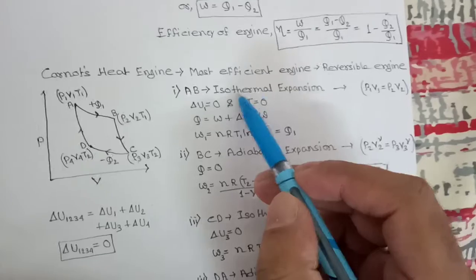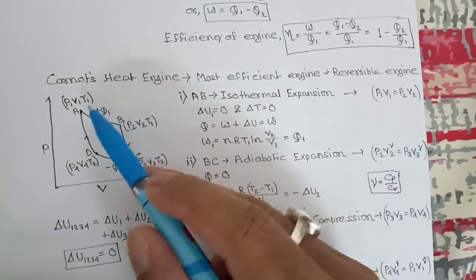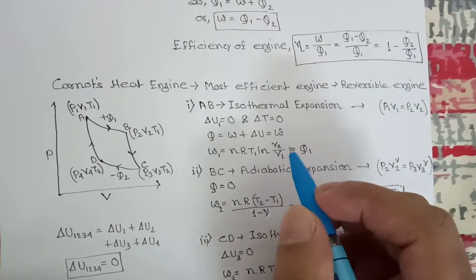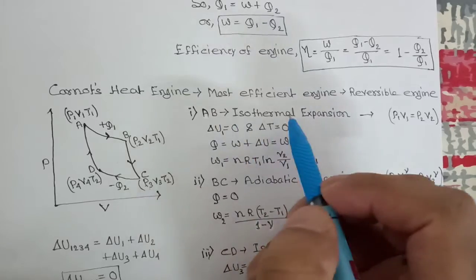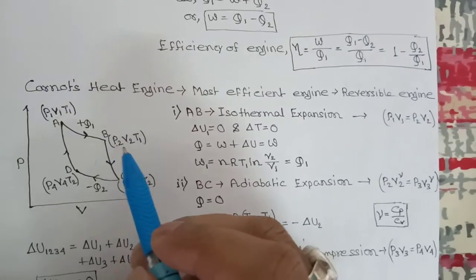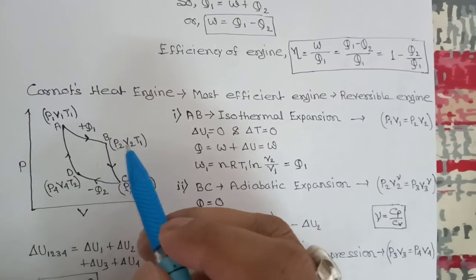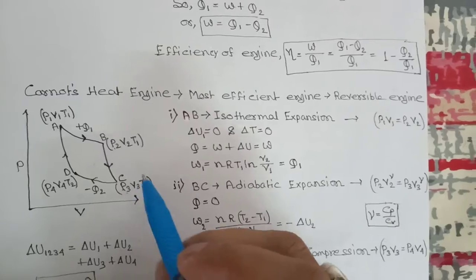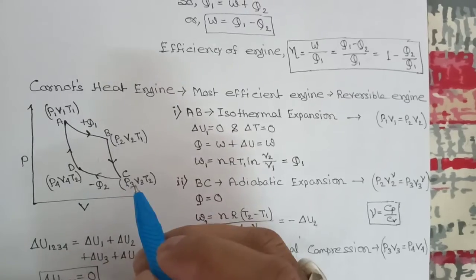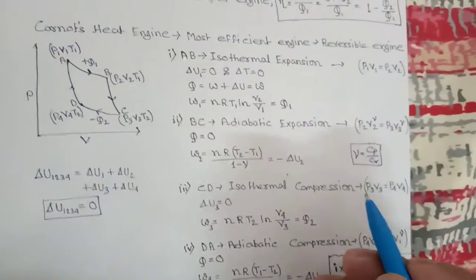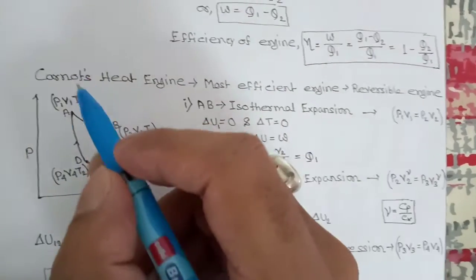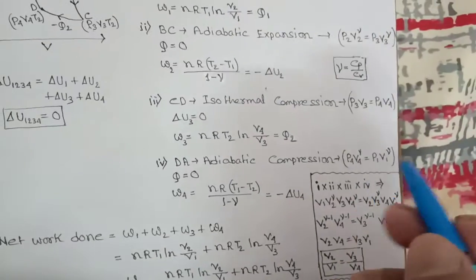Again, in an isothermal process PV will be constant, and in an adiabatic process PV to the power gamma will be constant. So in case of 1, P1 V1 is equal to P2 V2. For the adiabatic process, P2 V2 to the power gamma is equal to P3 V3 to the power gamma. This is an isothermal process, so P3 V3 is equal to P4 V4. And this is an adiabatic process, so P4 V4 to the power gamma is equal to P1 V1 to the power gamma.